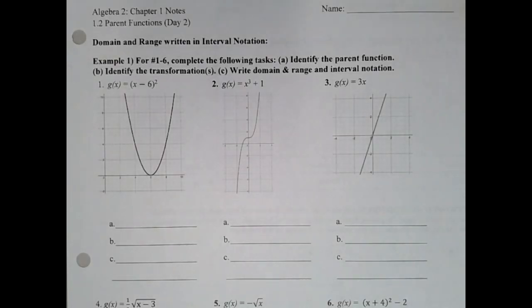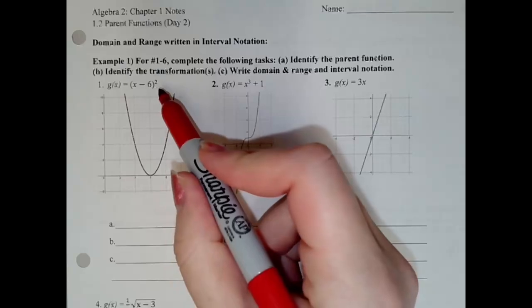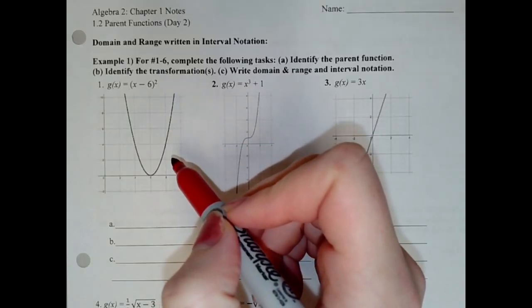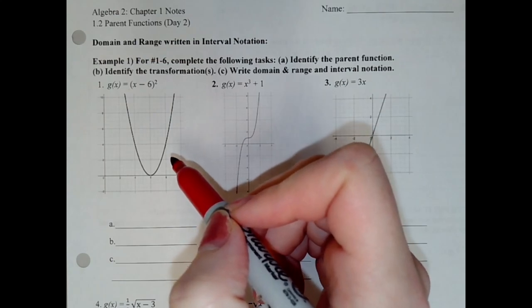For 1 through 6, we are going to be identifying the parent function, identifying the transformations, and then writing the domain and range in interval notation. You can use either the equation or the actual graph itself to determine what the parent function is.